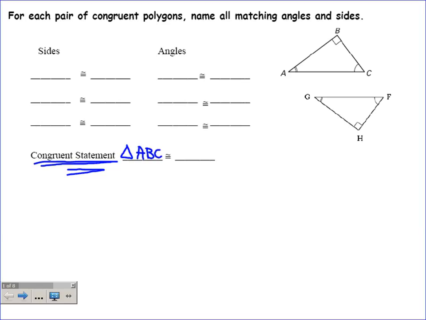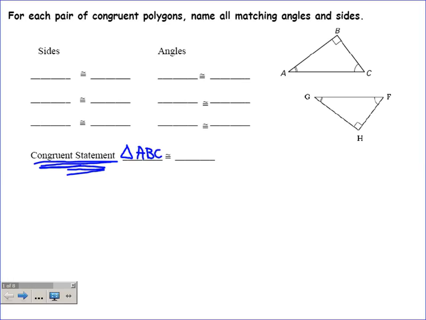So congruency statement, we're going to do 3 of these. Obviously, that's the front side of the page that we're looking at. If we talk about the sides and the angles, in order for two shapes, whether triangles and triangles or rectangles and rectangles, to be congruent, all their sides need to be congruent, and all their angles need to be congruent as well. The corresponding sides and the corresponding angles.